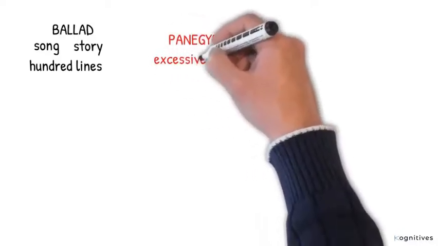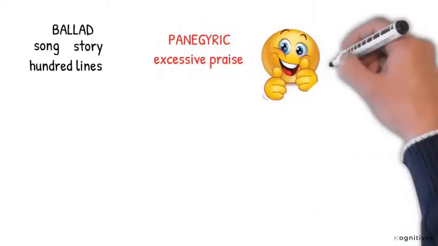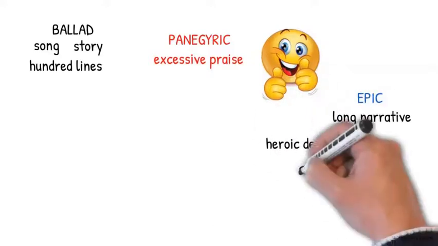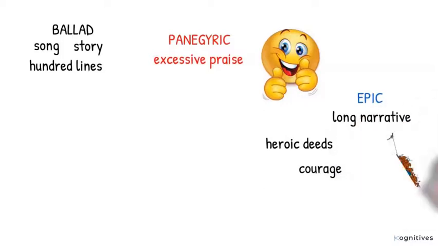6. Panegyric. Panegyric is a poem of excessive praise. It is closely related to the eulogy and ode. 7. Epic. An epic poem is a long narrative poem which is usually related to heroic deeds of a person of an unusual courage and unparalleled bravery.